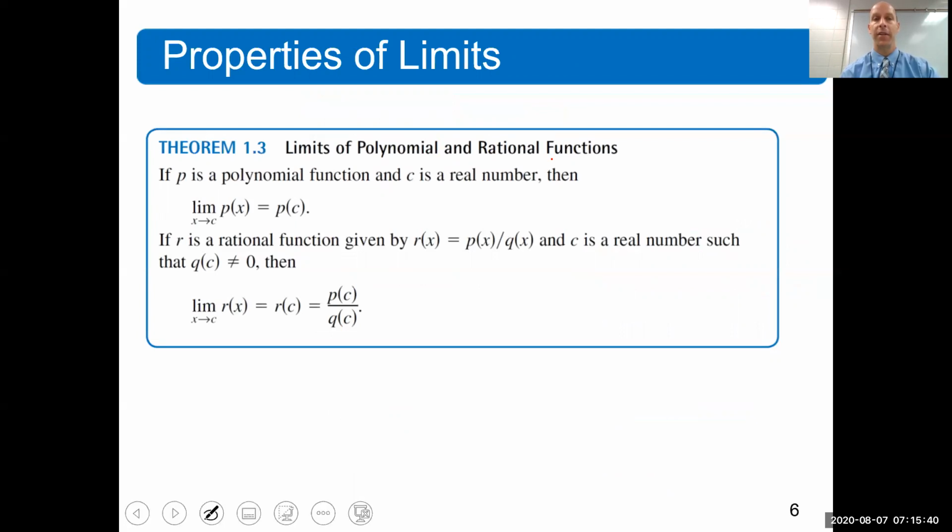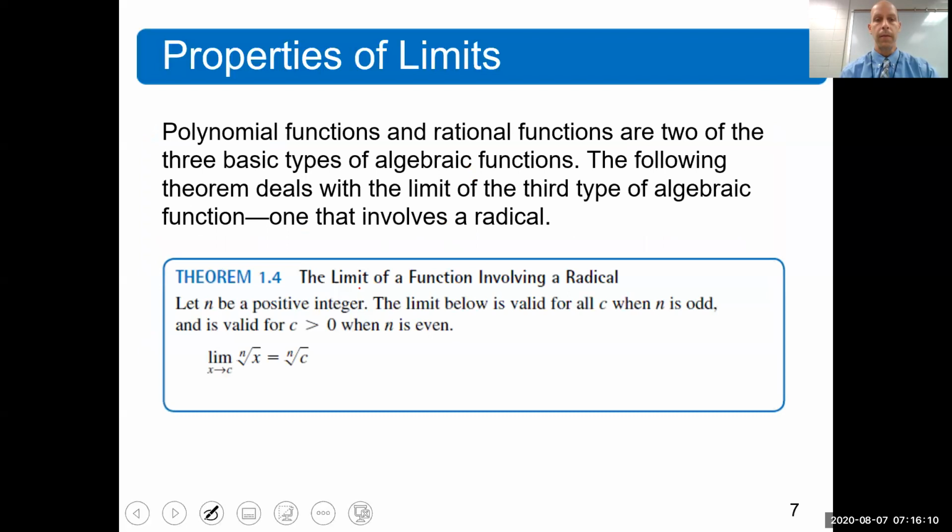Here's a theorem about the limits of polynomials and rational functions. It's saying if the limit of the p function is p of c, in other words, we can do direct substitution, then if we have a rational function, where again we've got this p of x function divided by q of x, we just need to make sure that q of c does not equal 0. So in other words, if it's not being divided by 0, then you can simply use the quotient rule.